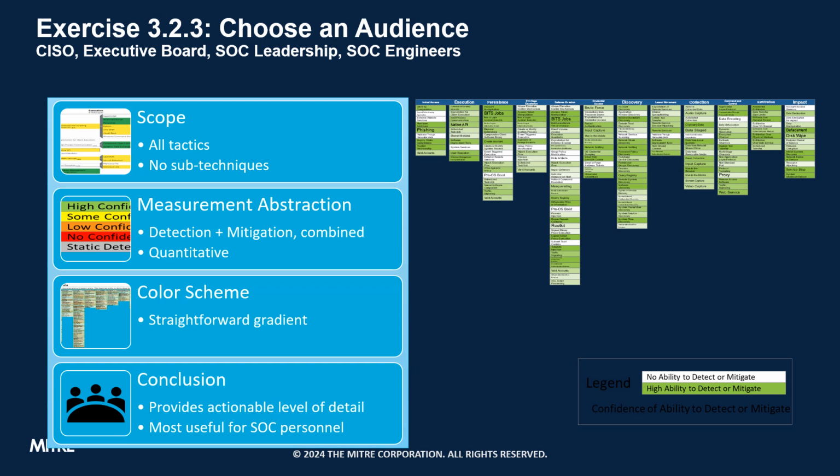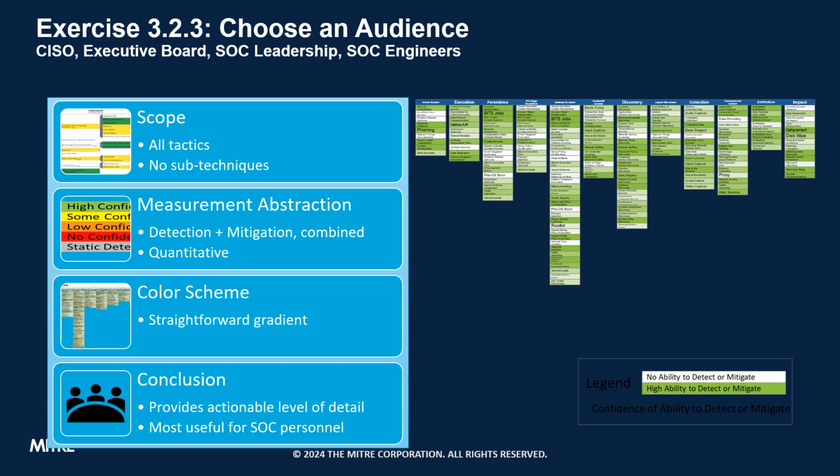Our conclusion is that this provides a reasonably good actionable level of detail. It's really useful across multiple layers. Leadership can understand big picture from it, but SOC personnel might benefit the most just because it gets into a little bit more detail than the previous example, which was just high or some. Now, because I'm using a gradient, I see a little bit more nuance in my coverage.